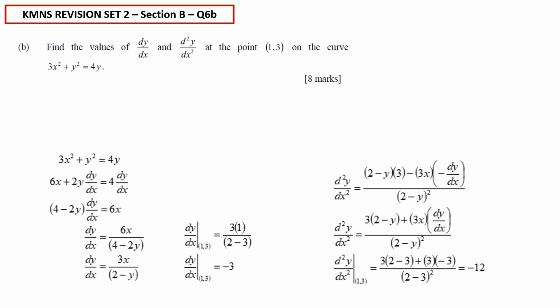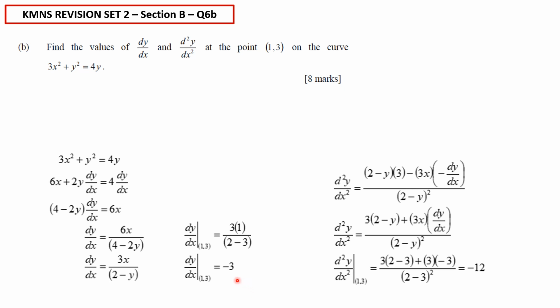Since the previous question for set 2 is about parametric differentiation, the next question, 6b, will ask you about implicit differentiation. So for implicit differentiation here, for 3x squared plus y squared equals 4y, you can differentiate directly and implicitly. And then as I said, it asks you to find the value, meaning that for a certain point, which is x equals 1 and y equals 3, you can substitute the values to get your dy dx.